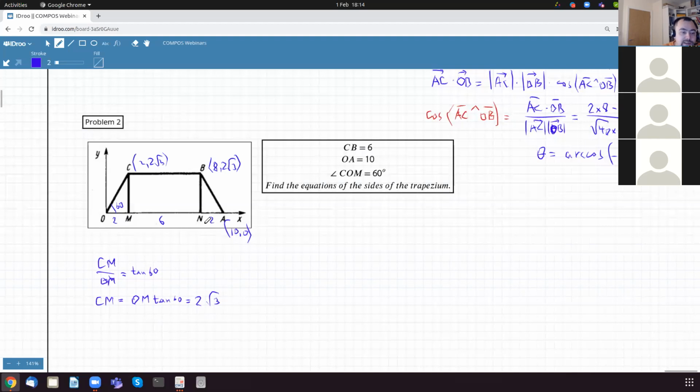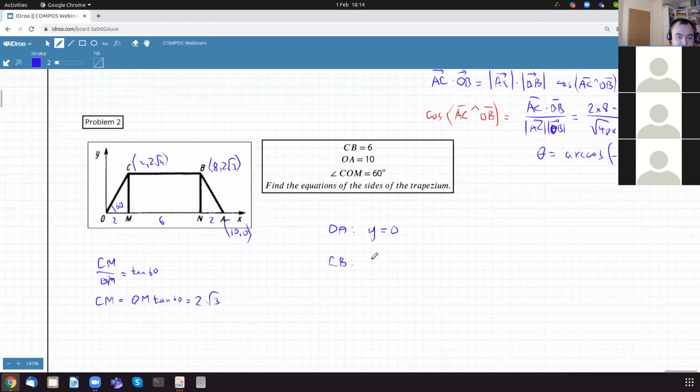Once you've found all the coordinates, everything else becomes dead easy. So let's start with the easy ones. Line OA has equation y equals 0. Hope that is obvious to everyone. If not, ask me, please.